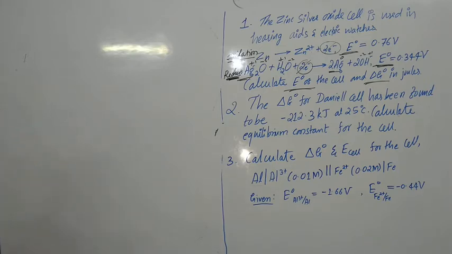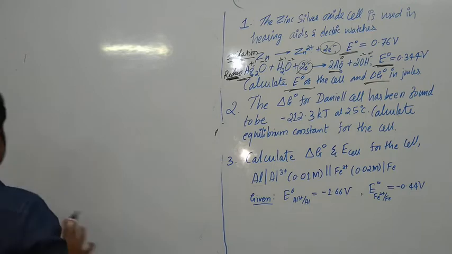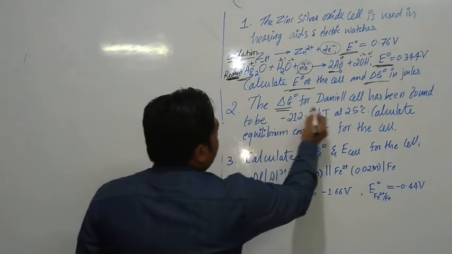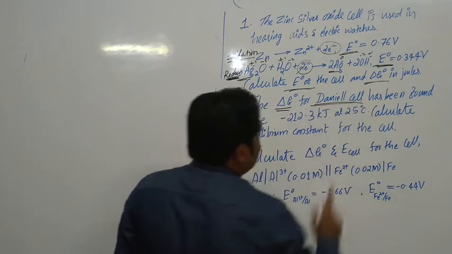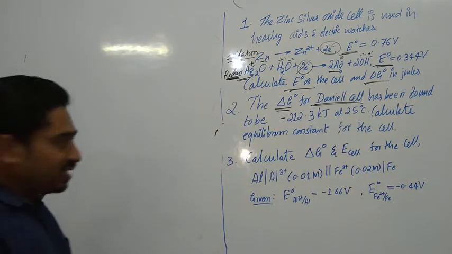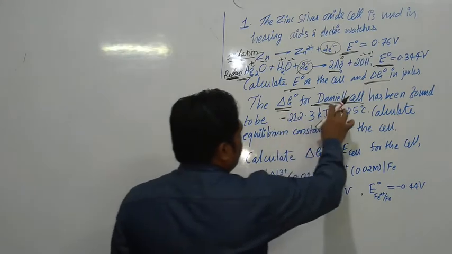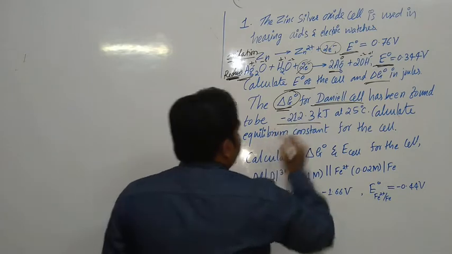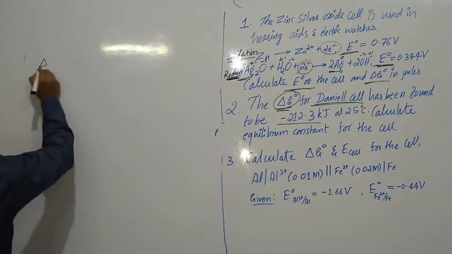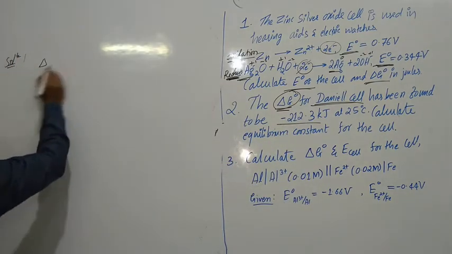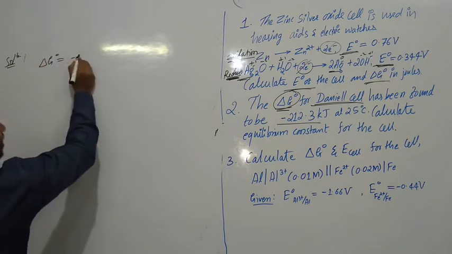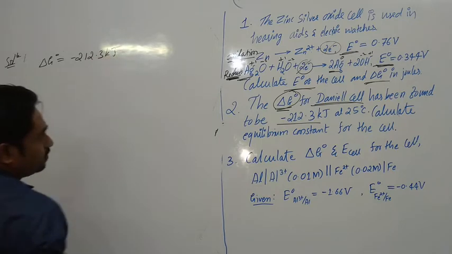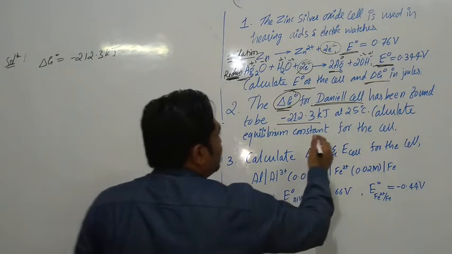So next one is, first we have to read the question very clearly. The delta G naught for Daniel cell, they have mentioned Daniel cell, means I should know the chemical reaction. Delta G naught for Daniel cell has been found to be minus 212.3 kilojoules at 25 degrees Celsius.